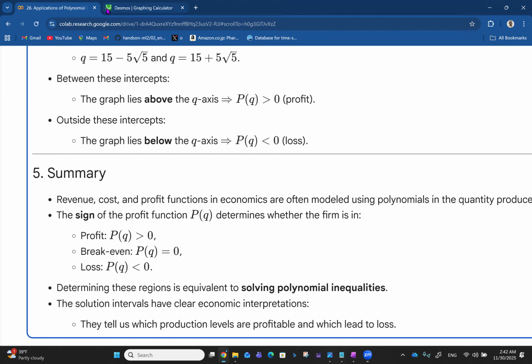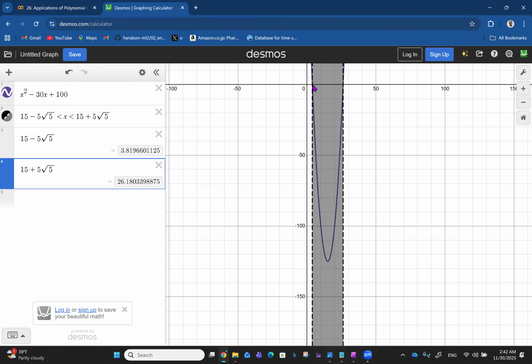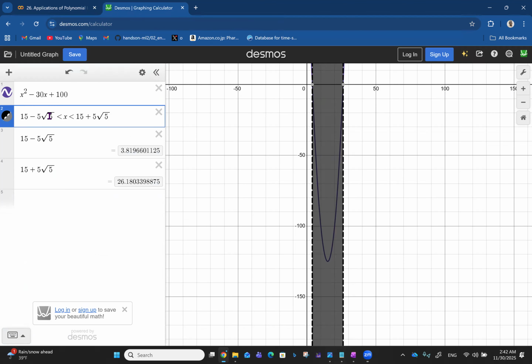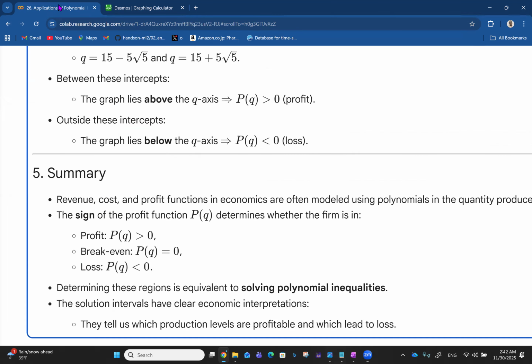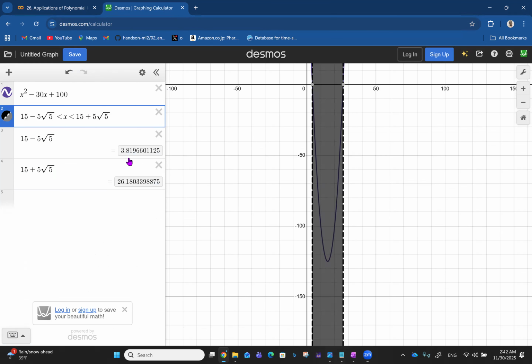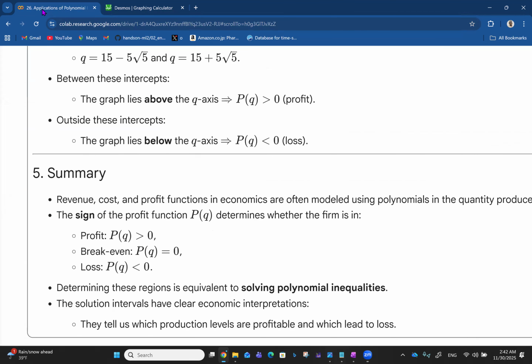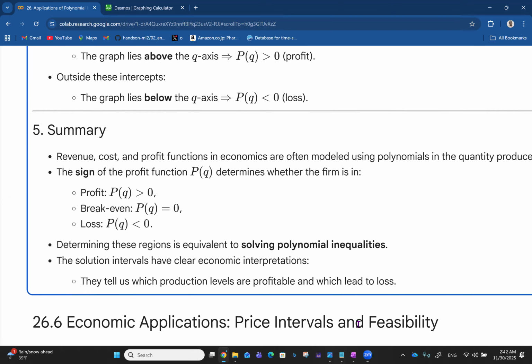Now, if you look at the break-even points, 15 minus 5 root 5 and 15 plus 5 root 5 are the actual break-even points. So if the production is 3.81 or 26.18, then the company breaks even. But if you produce in between those values, you make profit. If you produce less than the lower or above the higher, that's a loss. So loss is P of Q less than 0. So the solution intervals have clear economic interpretation. They tell us which production levels are profitable and which lead to loss.